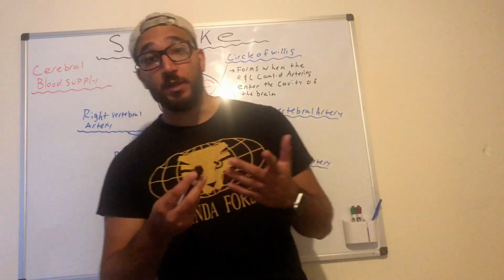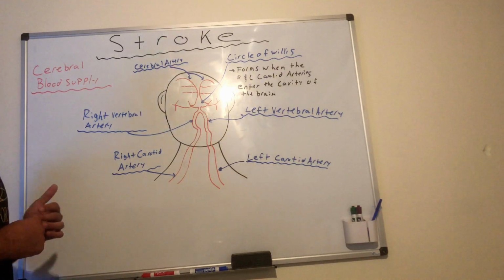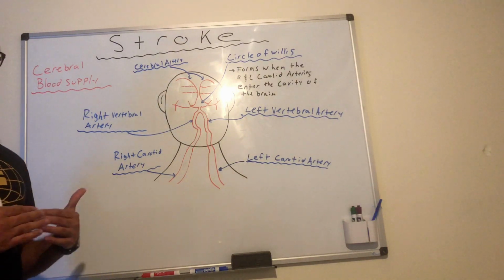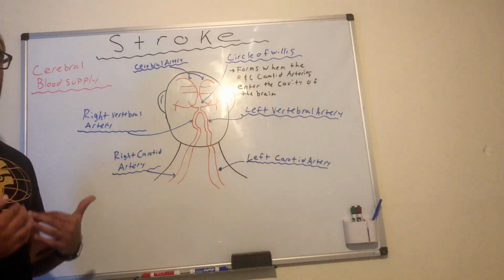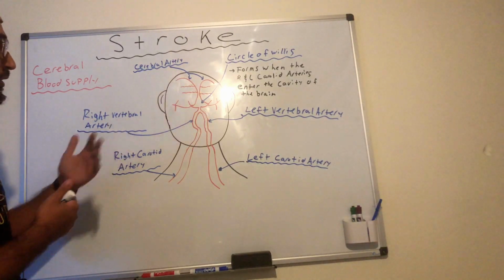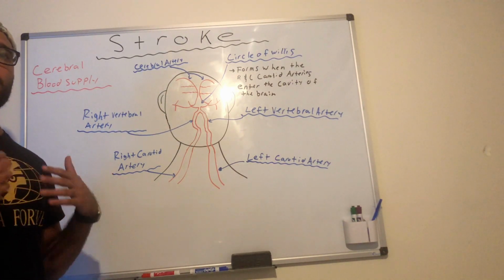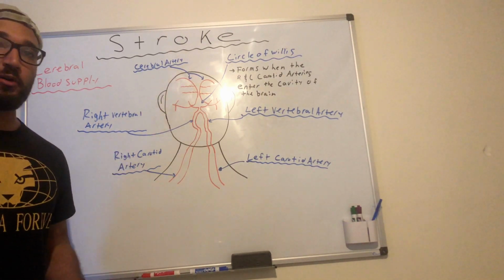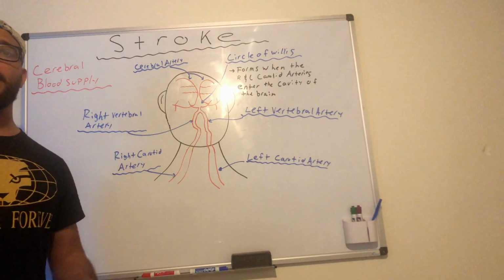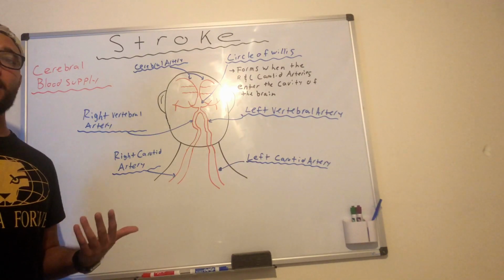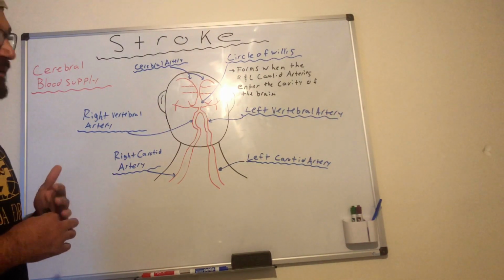So let's begin. It's very important to talk about the cerebral blood supply in relation to a stroke. In order to understand a stroke, you need to understand the blood flow within the brain. It's kind of like the same example: in order to understand a myocardial infarction, you need to understand the blood flow of the heart. Or in order to understand congestive heart failure, you need to understand the blood flow of the heart. So same kind of scenario.